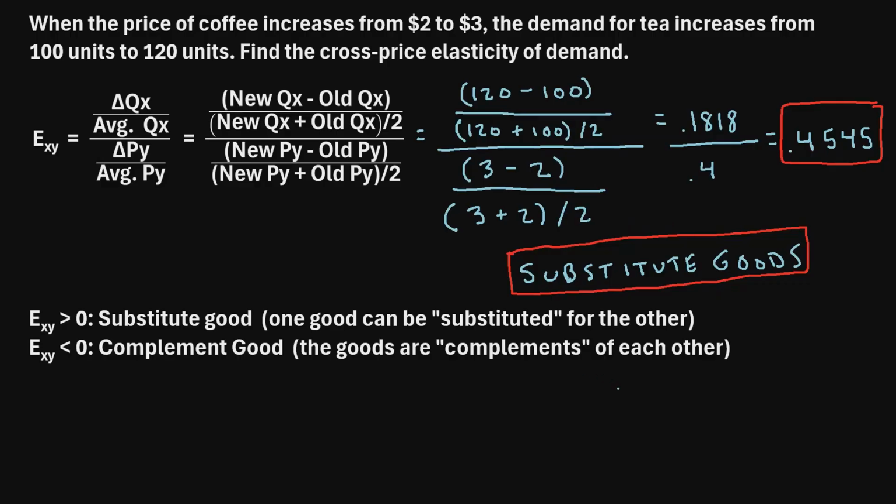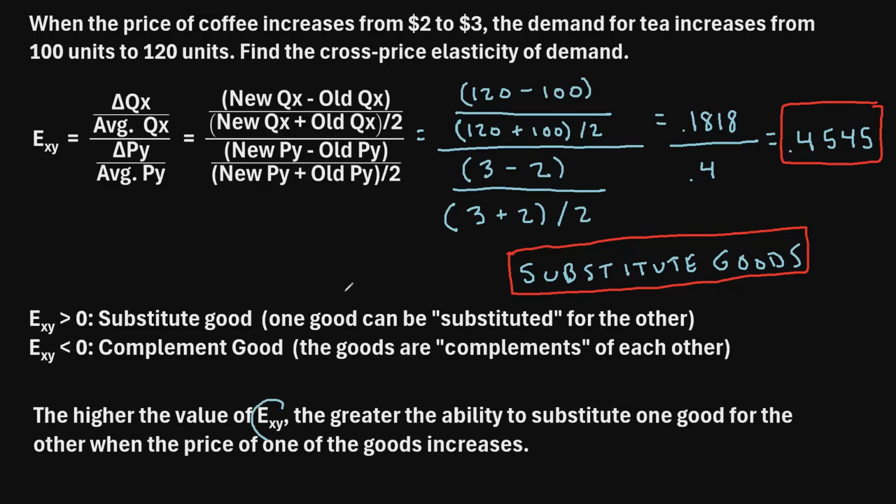And here's one more thing to remember. The higher the value of the cross-price elasticity of demand, the greater the ability to substitute one good for the other when the price of one of the goods increases. So in other words, the greater this value is, the more that we're willing to substitute one good for the other. So if this value was even higher, it means we're even more willing to substitute more of our coffee consumption with tea consumption. So that's the idea with the cross-price elasticity of demand. We're just saying how much does our demand for one good increase or decrease when the price of another good increases.